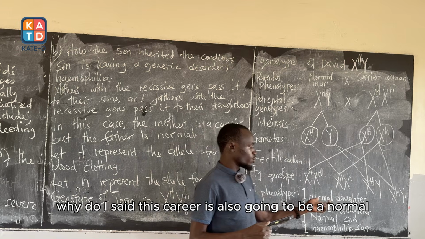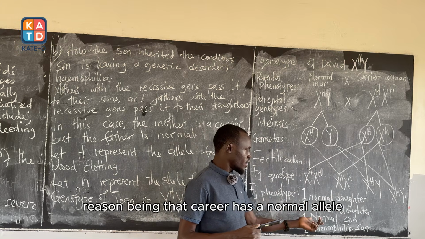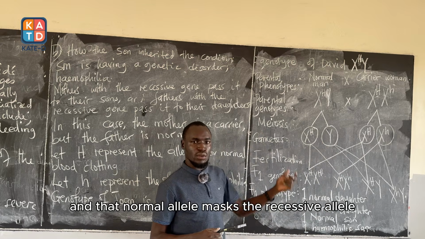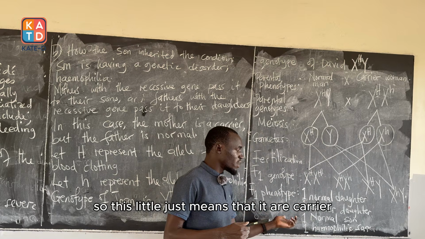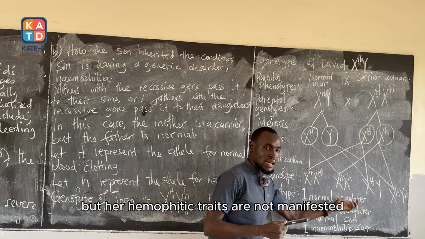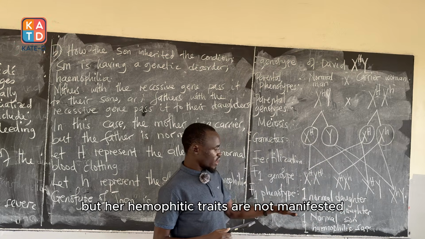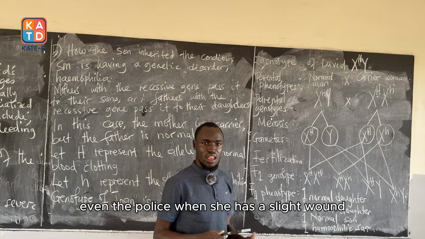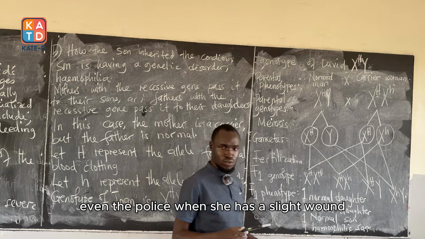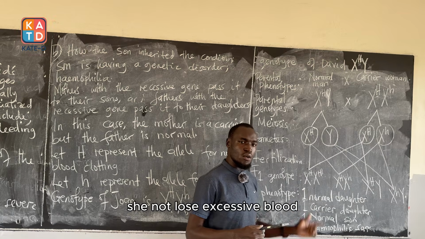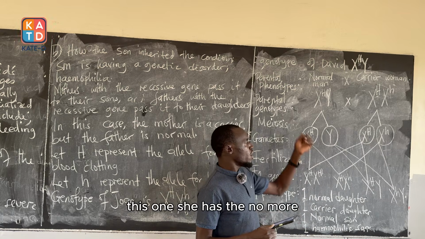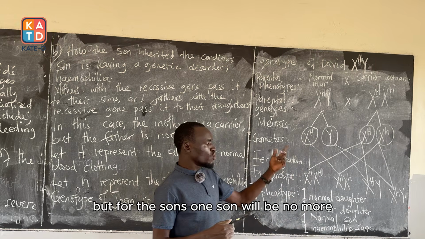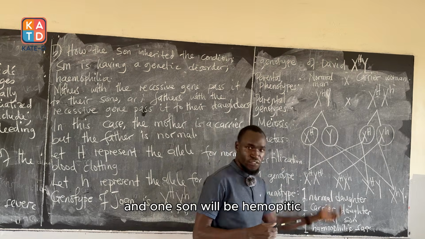Why do I say this carrier is also going to be a normal one? Reason being, the carrier has a normal allele, and that normal allele masks the recessive allele. So this daughter is just a carrier, but her hemophilic traits are not manifested. Even when she has a slight wound, she will not lose excessive blood. Reason, she has the normal allele for normal blood clotting. But for the sons, one son will be normal and one son will be hemophilic.